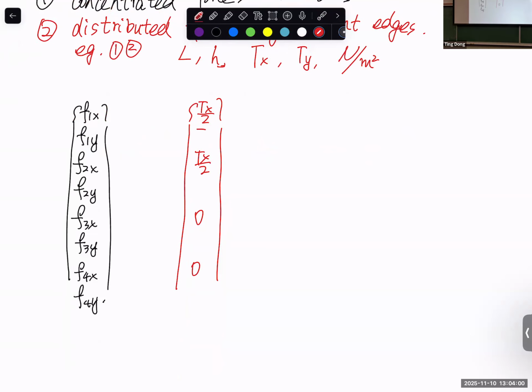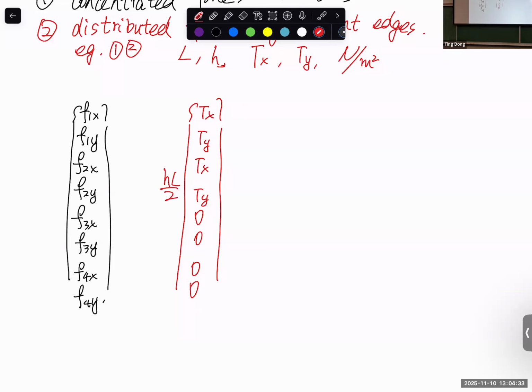Y over dy over 2, dy over 2 is the vector. Actually, we can put the half outside of the vector. So let's do it this way. So tx, ty, tx, ty, half, right?